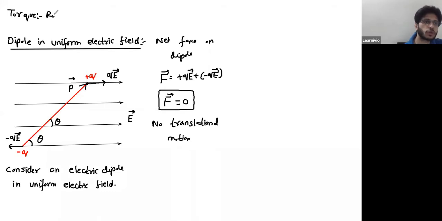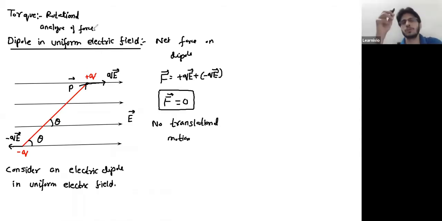Torque is the rotational analog of force. Whatever force does in straight line motion, the same thing torque does in rotational motion. So we call torque the rotational analog of force. If a fan is rotating, it's rotating due to torque. A torque is acting over the fan, which is rotating it.